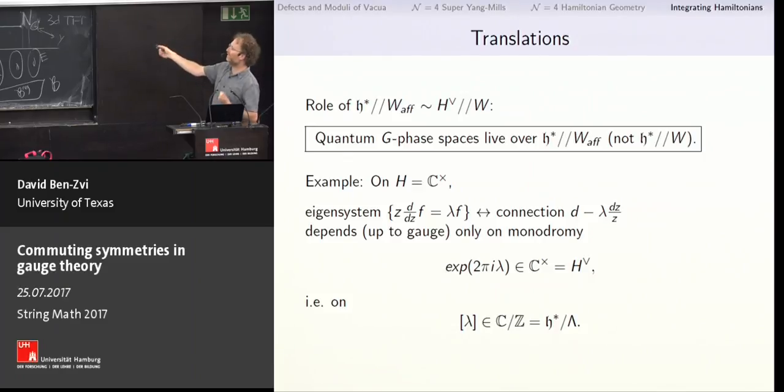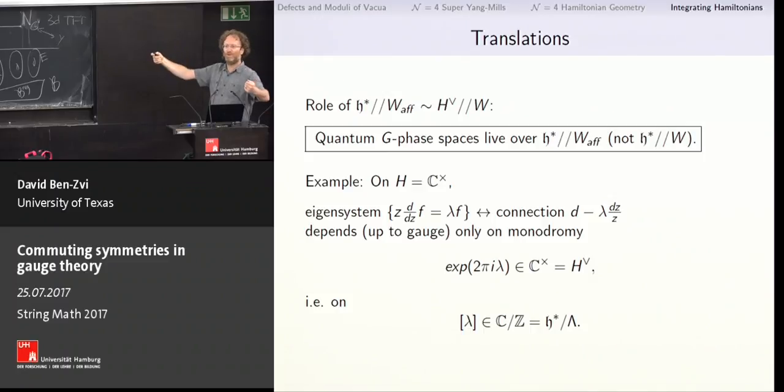If you look at the group, so the simplest example of this Harishchandra system, you look at the eigensystem of the only invariant differential operator on C star. You look at z d/dz f equals lambda f. That's your eigensystem. Or equivalently, you can look at the flat connection with a regular singularity, d minus lambda dz over z.